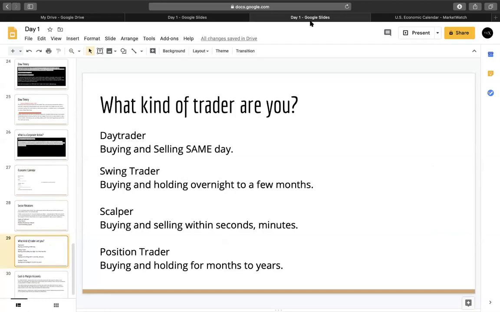What kind of trader are you? Just based on this slide you're looking at, what kind of trader are you? Scalper, day trader, and swing. Okay. So day traders, right? For those who are brand new to stocks, if you're day trading, you're buying and selling, okay, same day. Swing trading, you're buying and holding overnight to maybe a few months.